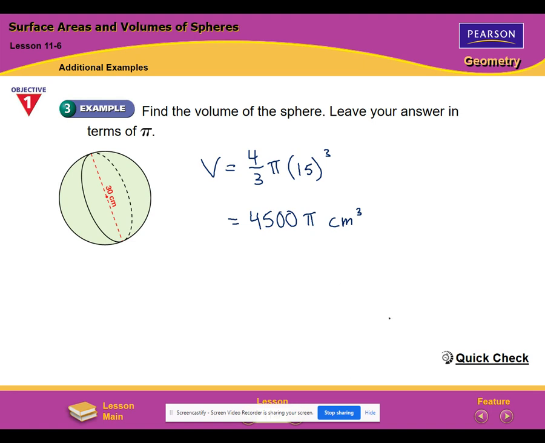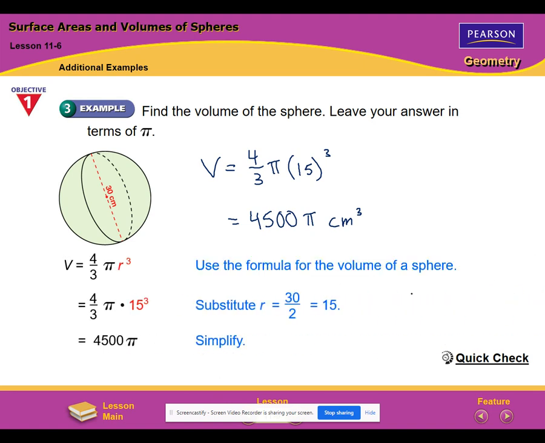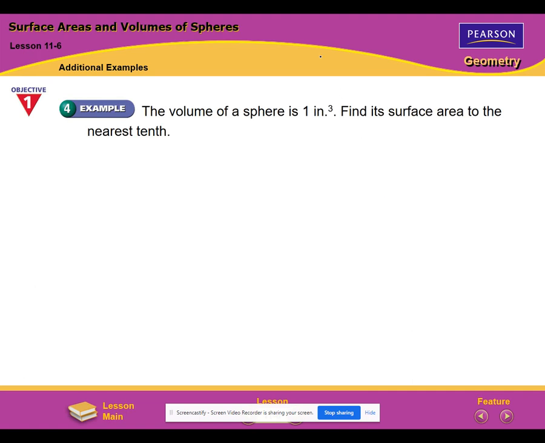Okay, now I don't think we've done anything too difficult so far. This last one will challenge you a bit. So if you have to pause it and go eat a bowl of Wheaties, come back to this. I understand. It says the volume of a sphere is 1 cubic inch. Find its surface area to the nearest tenth.